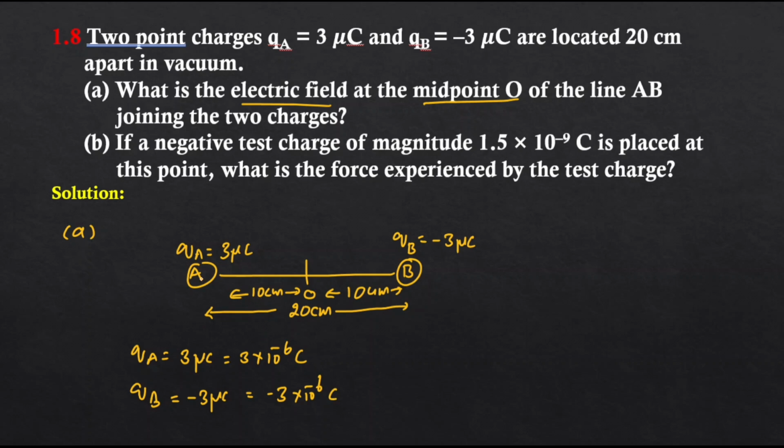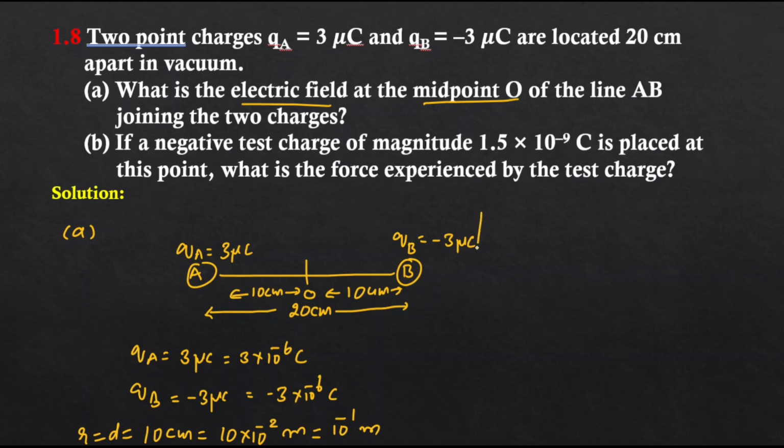Then the distance between A and O and O and B, both are the same. The distance I am taking as 10 centimeters, that is I am taking D, or we can also write R, that is our wish. R or D we can write as 10 centimeters. That I am converting into meters, 10 into 10 to the power minus 2 meters. Centimeters we converted into meters. It is nothing but 10 to the power minus 1 meters.